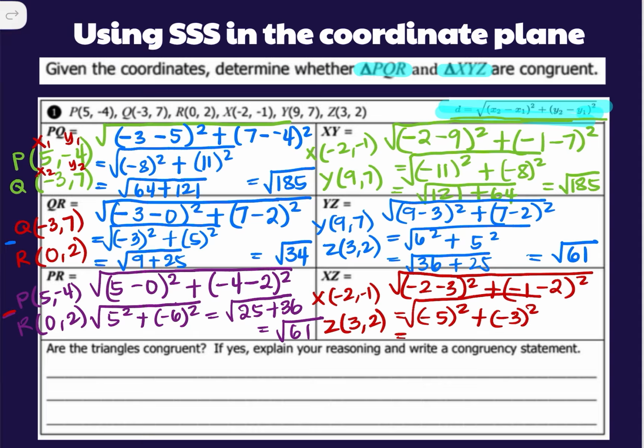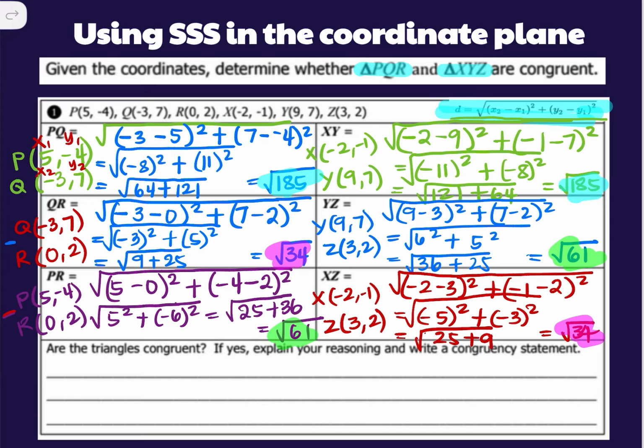So this will give us 25 plus 9, which is equal to square root of 34. Oops, 34. Now, if we look closely at the answers that we have, we have square root of 185 and square root of 185. We also have square root of 34 with square root of 34. And the last one is square root of 61 and square root of 61. That means we have 3 pairs of congruent sides.